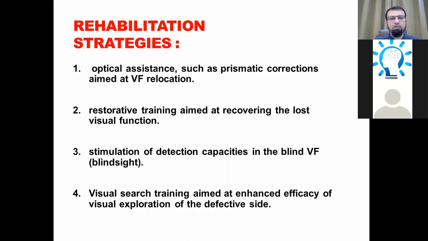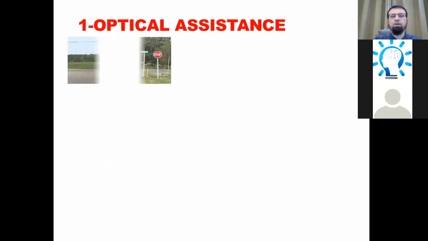There are 4 interventions which are very famous in dealing with patients who have a visual field problem. One of them is optical assistance, such as using a prism. A patient who has left hemianopsia has cortical blindness on the left side. They cannot see the left side. You can help them using prisms to be able to see some of the vision on the left side. The other one is the restorative training technique. The third one is stimulation of detection capacities. And the 4th one is visual search training. We will come to them one by one.